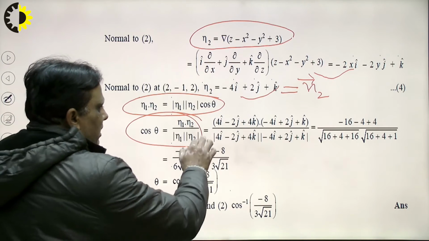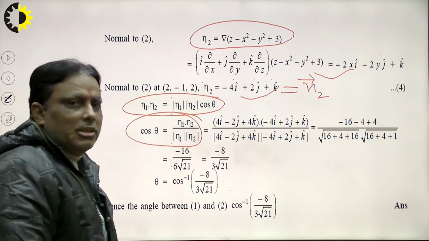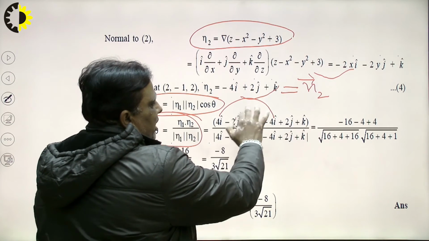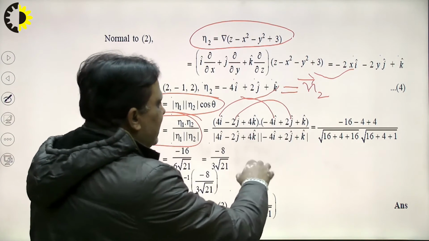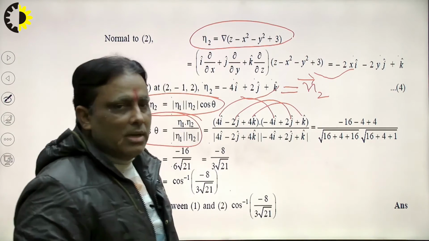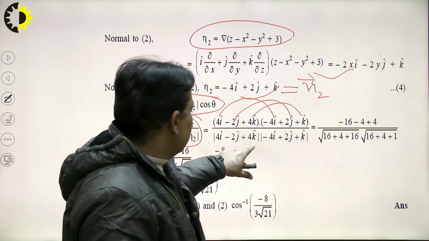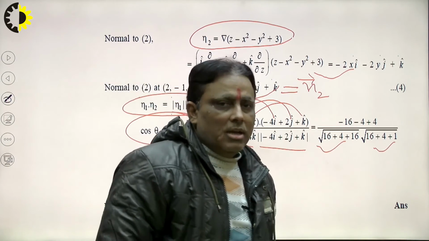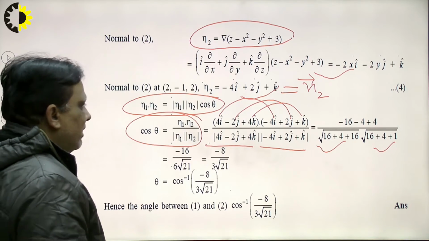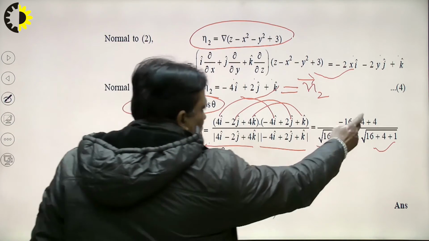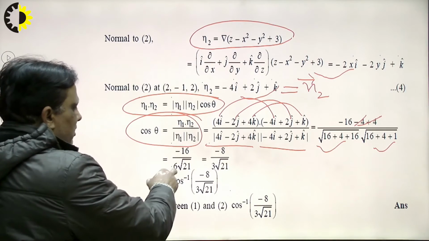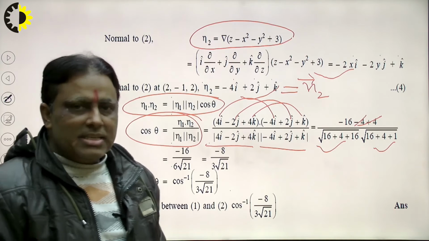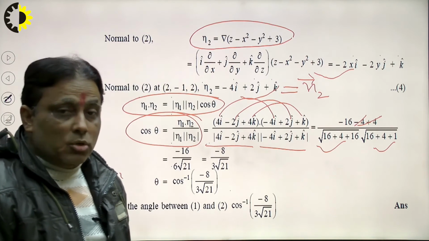So how to calculate, right? Students study in the 12th level, i dot i is equal to 1. So 4 4s are 16 I write, j dot j is 1, so 2 2s are 4 I write here, k dot k is equal to 1, so I write here this, and modulus of this is this, and modulus of this is this. In this way we can calculate the modulus of the vectors, and what will be the calculation here: 4 4 cancel out, minus 16 is here, and this is calculated, and theta is equal to cos inverse of minus 8 divided by 3 under root 29.